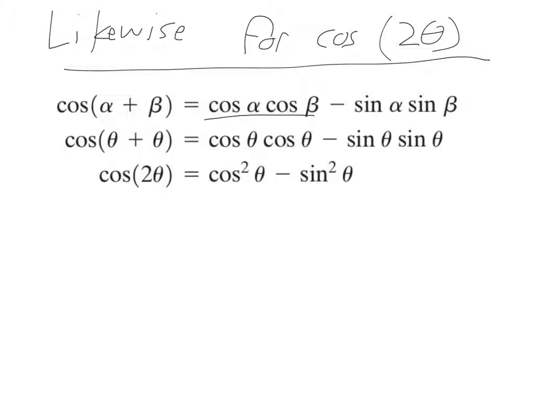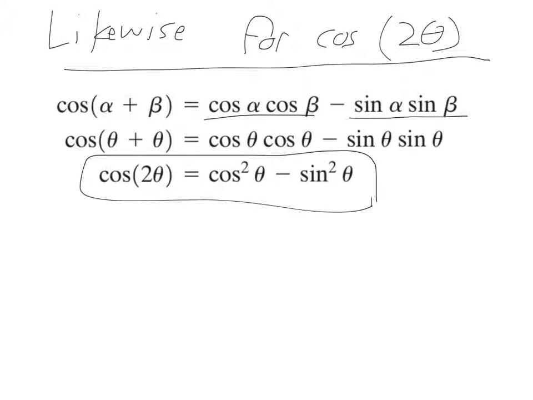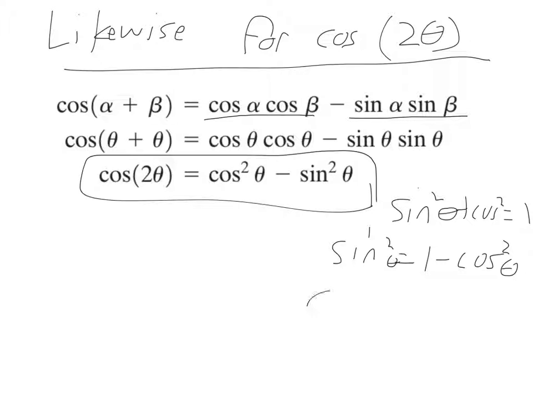Likewise for the cosine of 2 theta, we know that the angle sum formula for cosine is cosine of alpha times cosine of beta minus sine of alpha times sine of beta. So if we replace alpha and beta with theta, we'd get cosine of 2 theta equals cosine squared minus sine squared. Now, one thing I want to remind y'all about is sine squared of theta plus cosine squared is equal to 1. So remember, sine squared of theta is equal to 1 minus the cosine squared. Likewise, cosine squared is equal to 1 minus the sine squared.